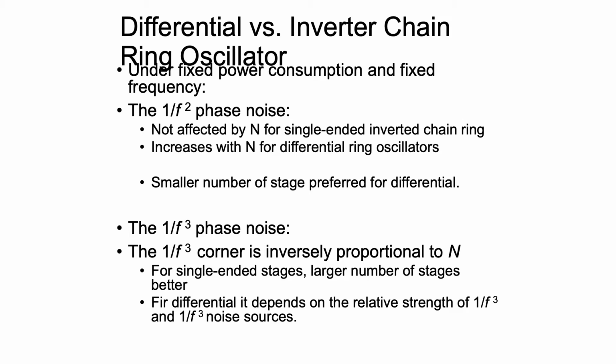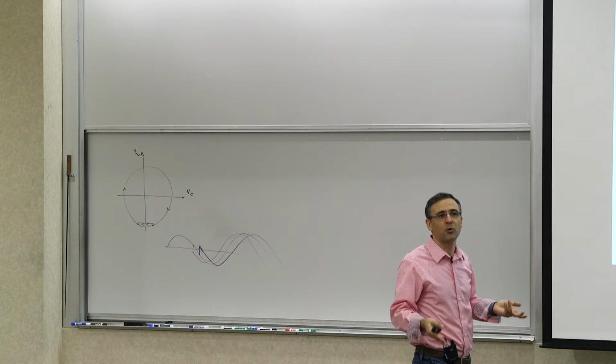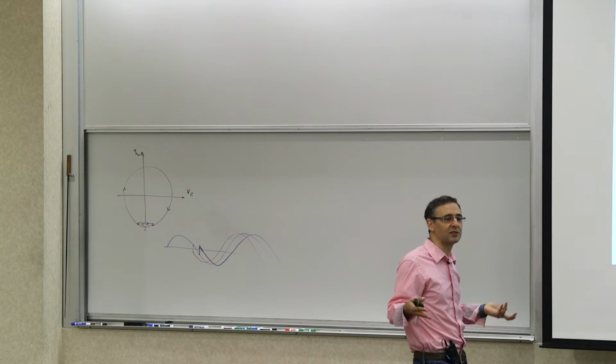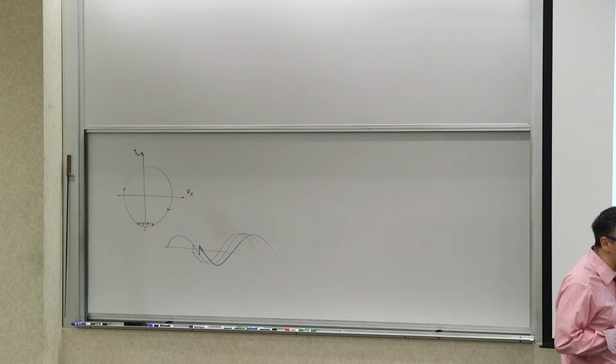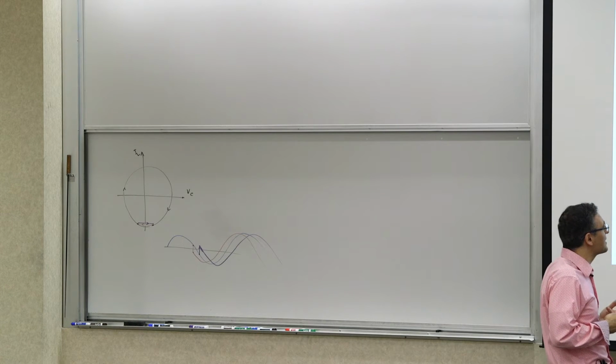Now, for differential ring oscillators, they go in opposite directions. Your white noise contribution becomes better with a smaller number of stages, but your flicker noise contribution becomes worse with a smaller number of stages. So the real design choice comes down to which one is stronger and which one you care about in your application the most. So that should give you a sense of how these things work.